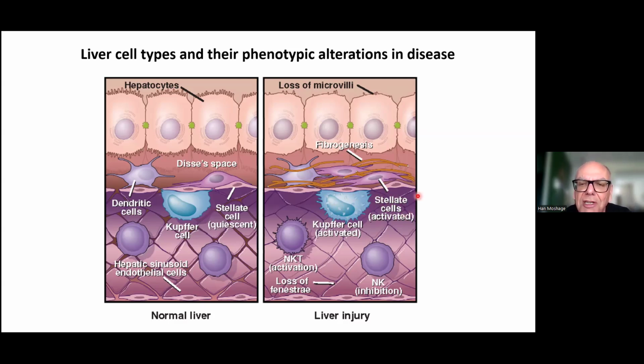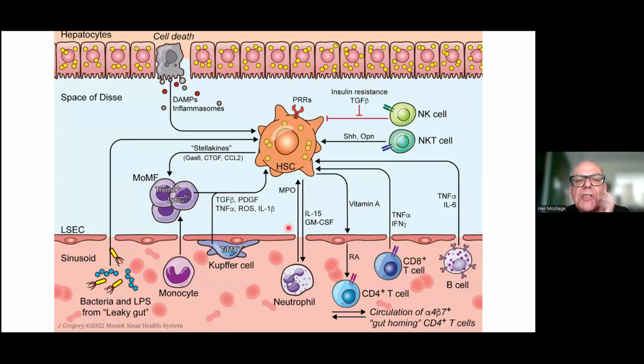We want our stellate cells to be in the resting state where they store lipids and vitamin A, and we don't want them to become activated, proliferating, and producing scar matrix. Also, we see that the sinusoidal cells lose their structure, inhibiting exchange of nutrients and waste products, and also immune cells, NK cells, NKT cells become activated. In our lab, I will skip this for the moment.